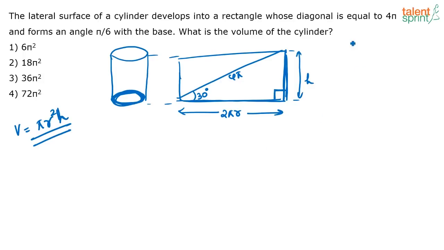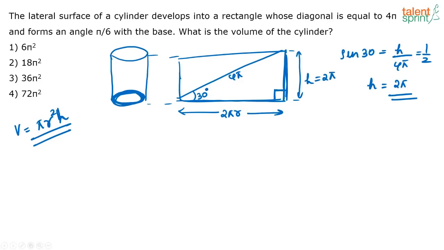So what is the height? So what is sine 30? Sine 30 is equal to h by 4 pi. We know sine 30 is 1 by 2. So what is h? h is equal to 4 pi by 2, that is equal to 2 pi. So from here I have got h is equal to 2 pi.